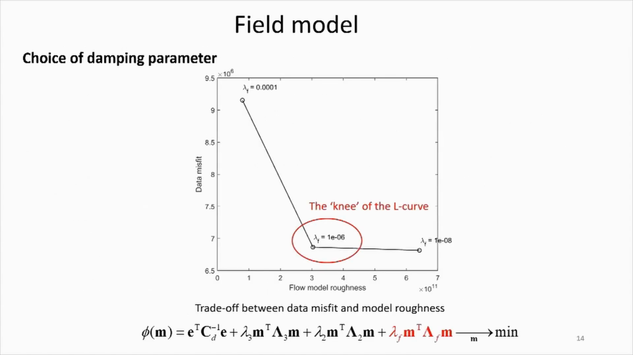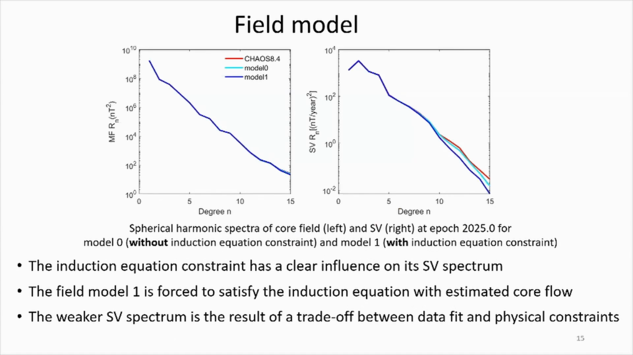Here, we show the magnetic field model. This picture shows a trade-off curve between the data misfit and the model roughness, and shows the need of the L-curve. So we choose this damping parameter for model 1. We first show the spectrum of the main field on the left and the secular variation on the right at epoch 2025 for these two models, model 0 without constraint and model 1 with constraint.